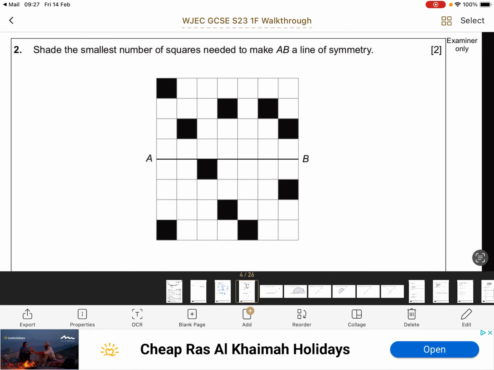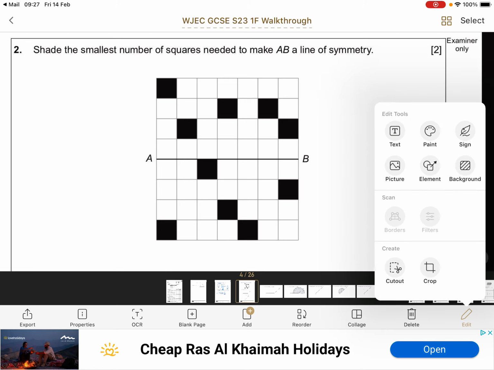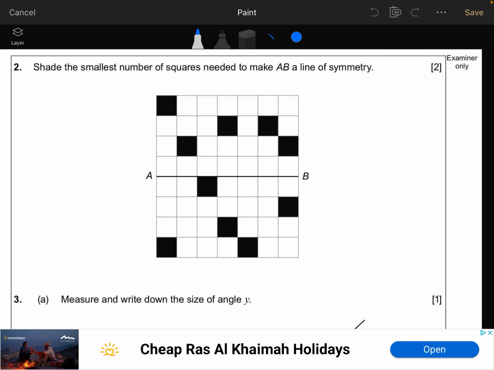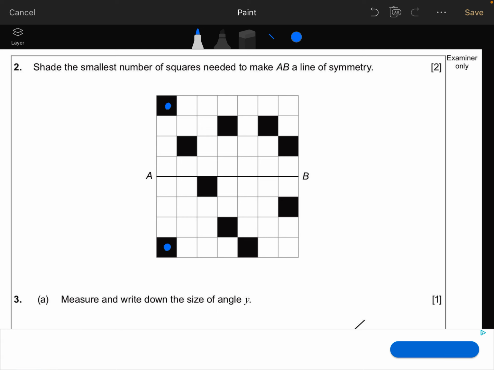Shade the smallest number of squares needed to make AB a line of symmetry. So that AB horizontal line that we've got there is like a mirror line, and what we're trying to do is make sure each of these squares on this side matches with one on the other. And the first column there, you can see those two squares match, don't they? They're both 4 squares from the center line.